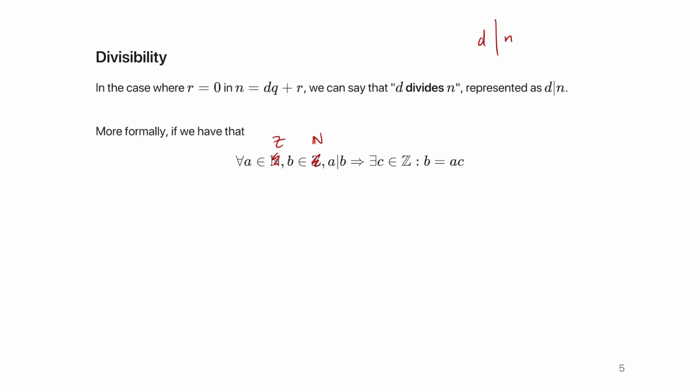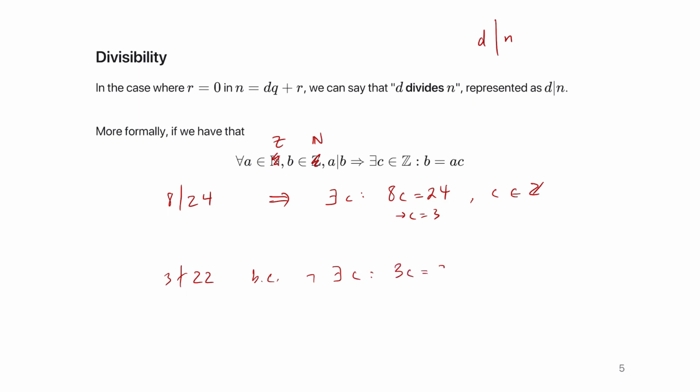Okay? So an example of this is saying 8 dividing 24 just tells us there exists some C such that 8 times C is equal to 24, where C is an integer. Is that true? Yeah, well, I can just have C equal to 3. Okay? But just as well, I could say 3 does not divide 22 because there does not exist some C such that 3C is equal to 22, where C is an integer. Is that clear? Right. 3 times 7 gives me 21. There's no integer I can multiply by 3 to get 22.